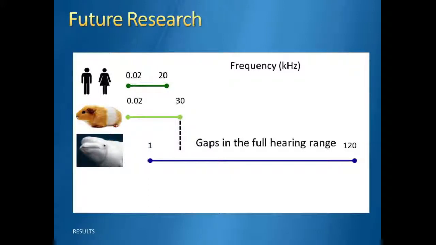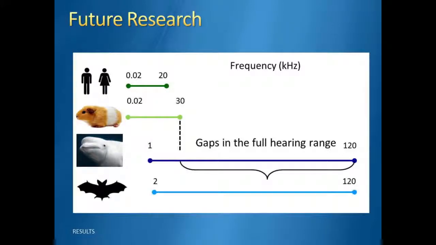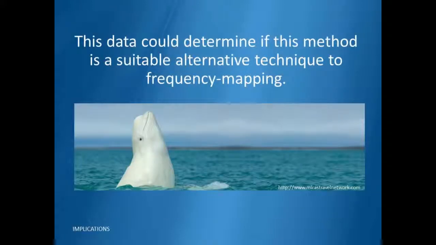So how are we going to figure out where those gaps are? We're going to look at echolocating bats. They have a similar hearing system as far as echolocation as in belugas, and they cover a similar hearing range. So potentially we can use that to fill in some of the gaps and make a full map. And this could also be a suitable alternative for traditional frequency mapping techniques.